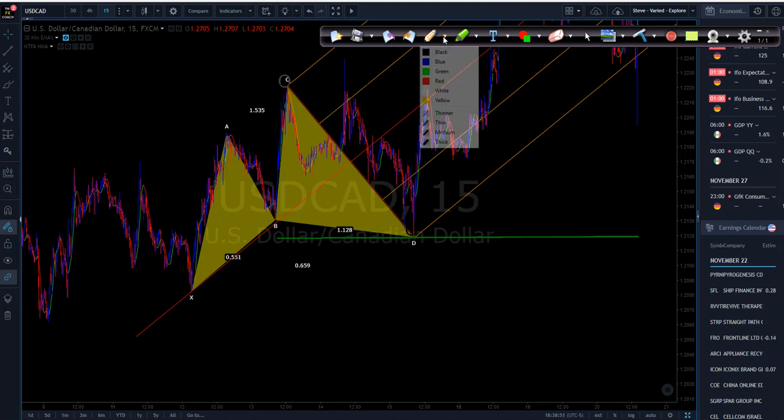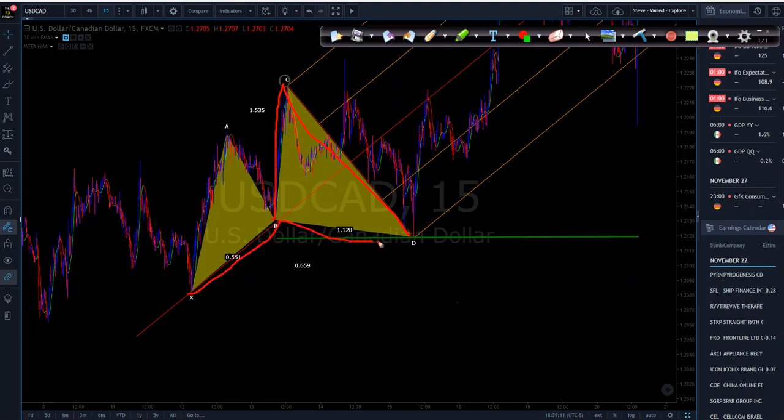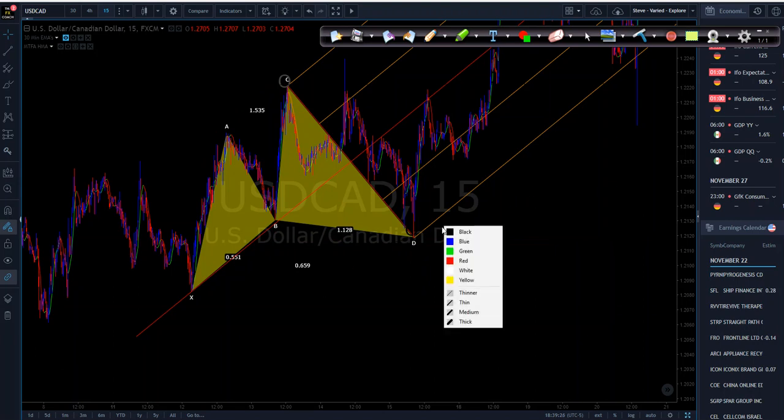In the scheme of things, that line represents a bunch of Fibonacci's, right? It represents the BCD Fibonacci retracement. It represents the XBD retracement. It represents the XAB or D retracement. And it represents the XCD retracement. So there's at least 4 lines that are all falling on top of each other at that D.